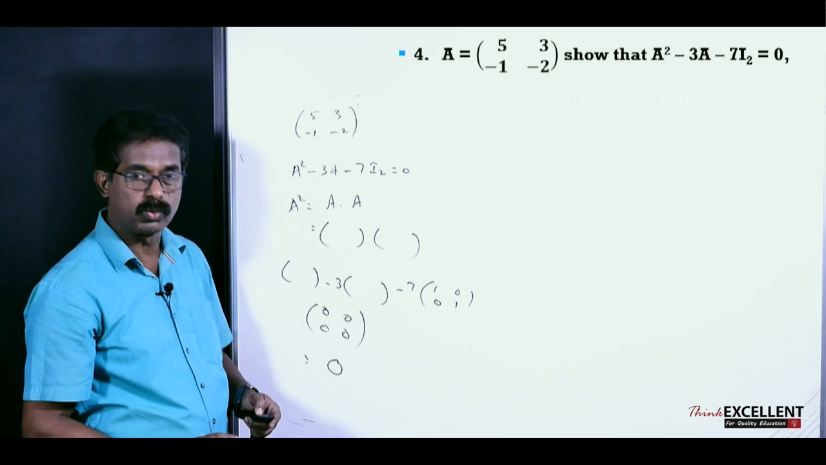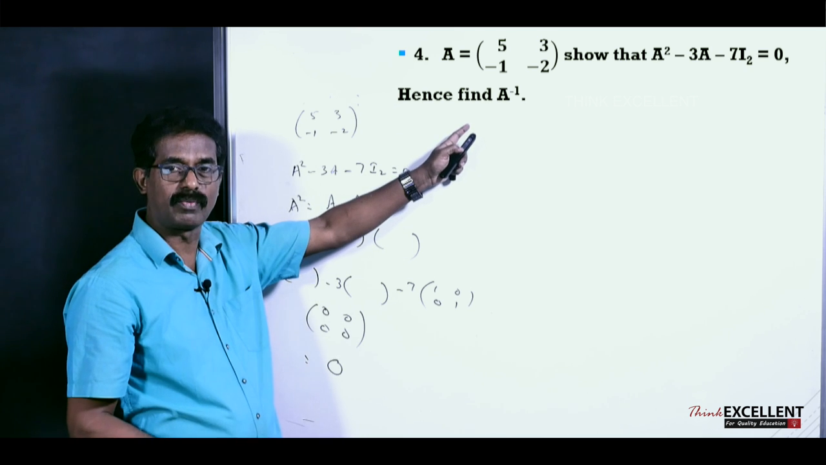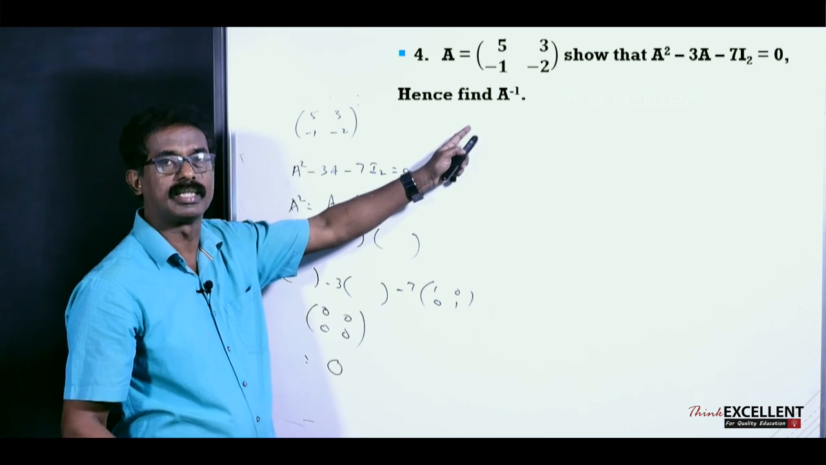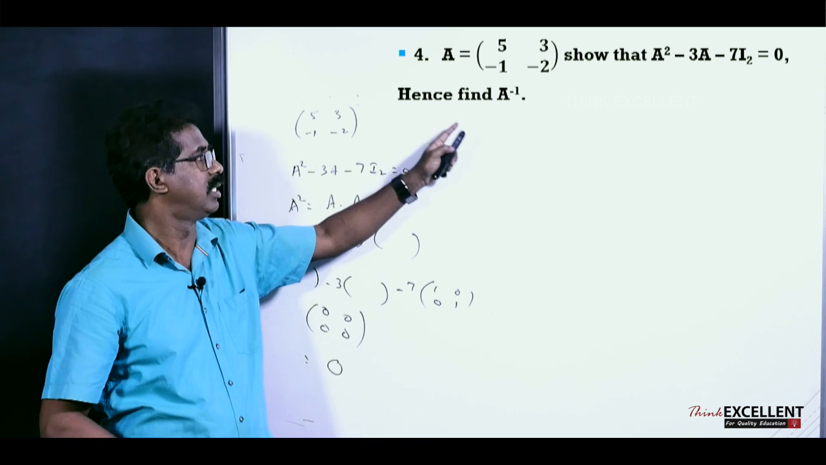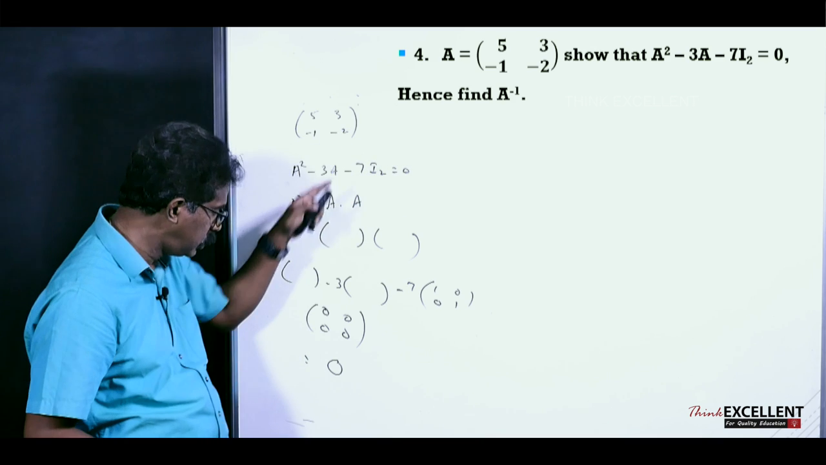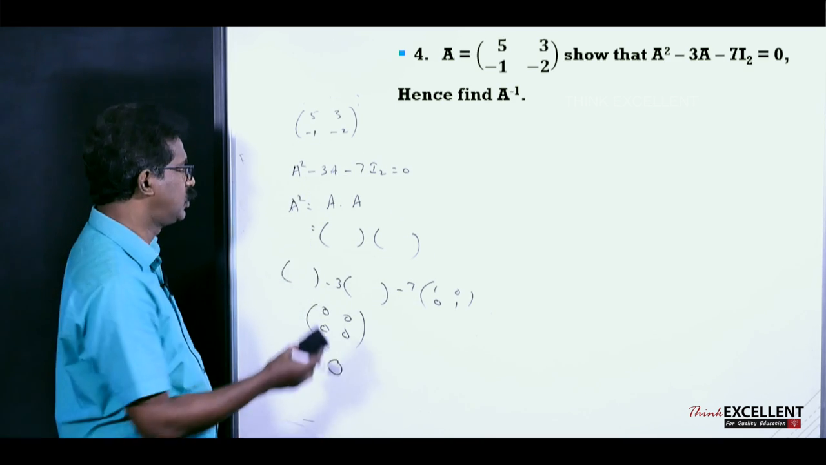But there is one more part. Hence, find A inverse. The first part all of you know how to do. And for the second part, hence, don't find it directly, they won't give marks. Using this result, you have to find A inverse.